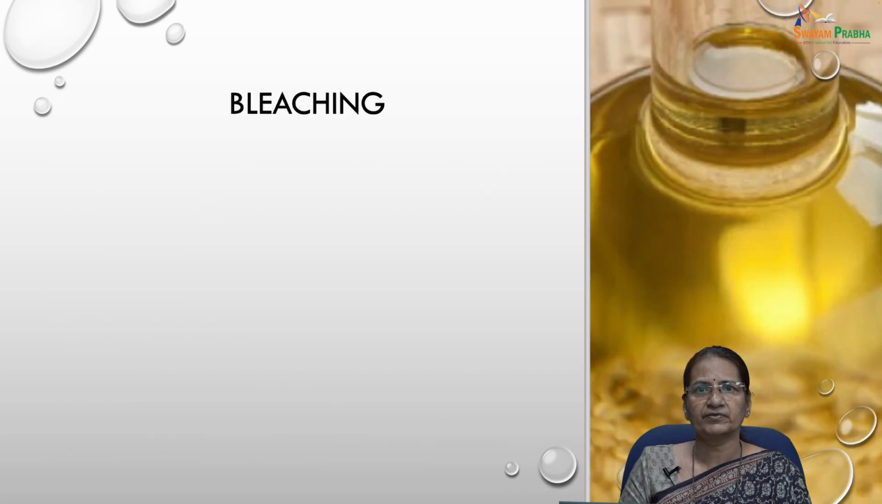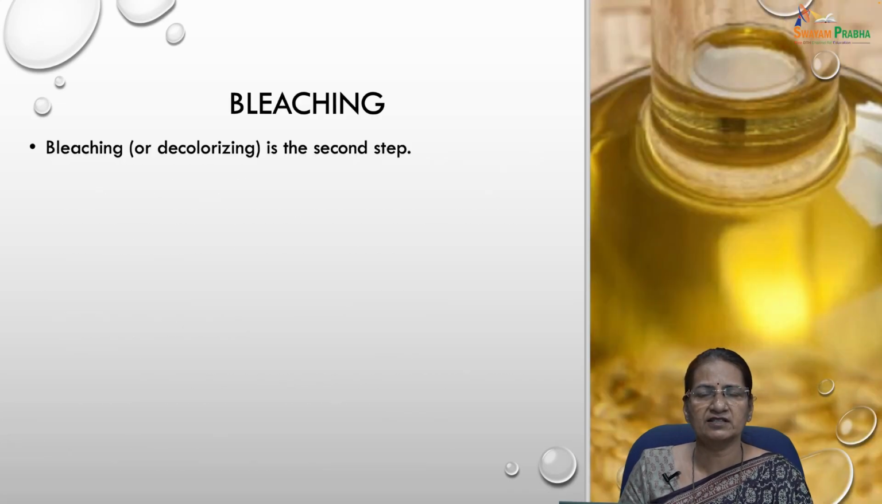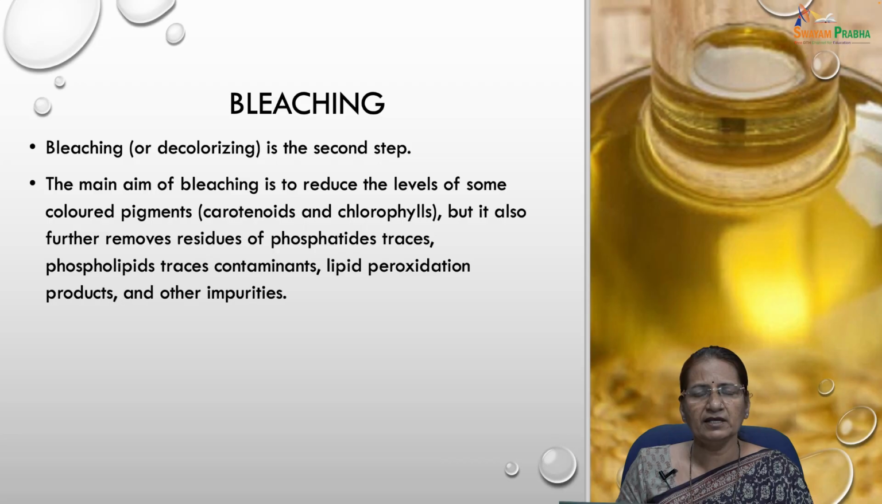Now, bleaching. Bleaching or decolorizing is the second step. The main aim of bleaching is to reduce the levels of some colored pigments, that is carotenoids and chlorophylls, but it also further removes residues of phosphatide traces, phospholipid traces, contaminants, lipid peroxidation products and other impurities.